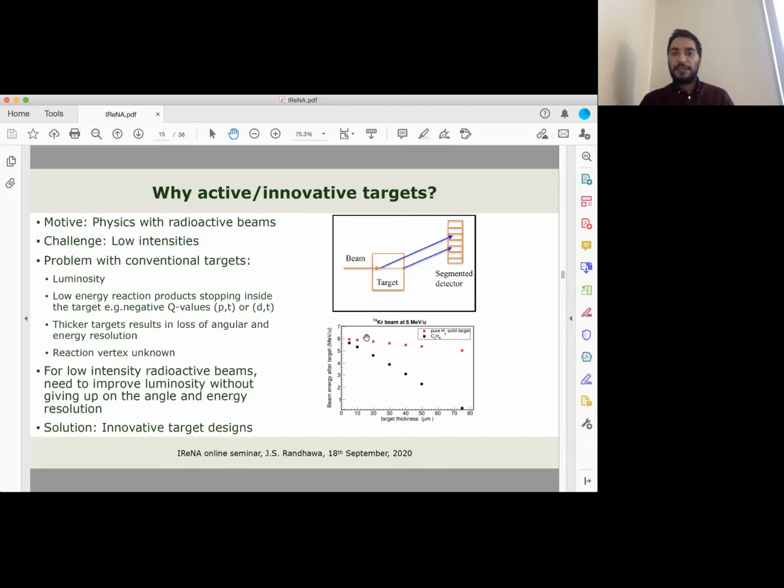This is the beam energy after the target, against the target thickness for some beam, here in a pure solid hydrogen target and in polyethylene foils. The beam loses so much energy if you try to make the target thicker, and you have to make that energy bin much larger for the direction of interest. So the solution is that we need to have innovative target designs.